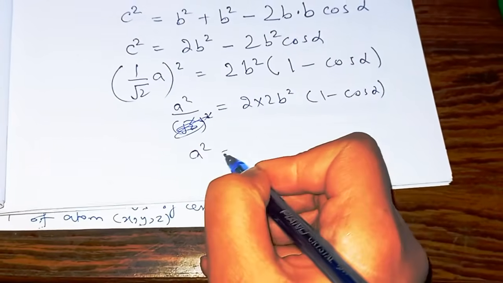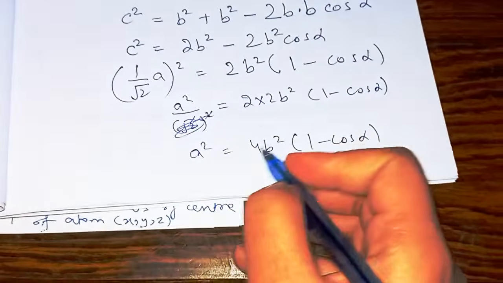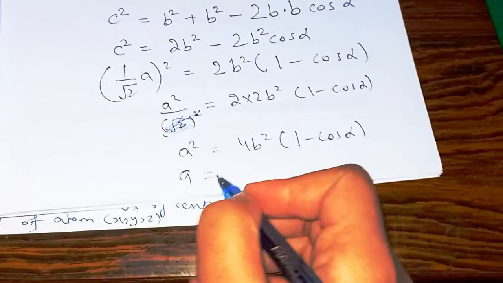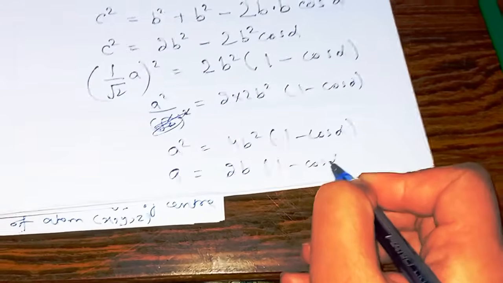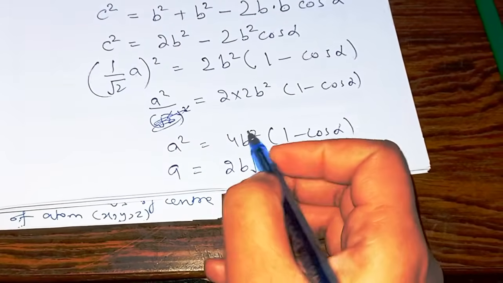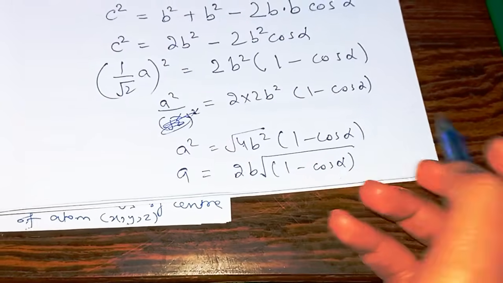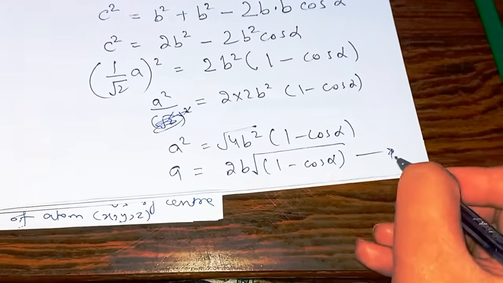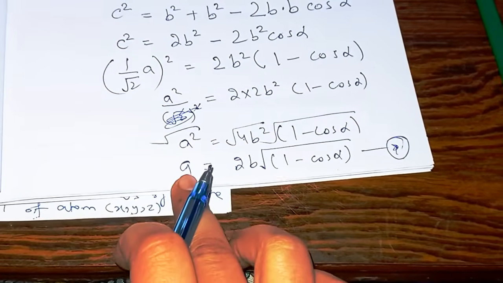So A square is equal to 4B square, 1 minus cos alpha. Taking under root on both sides, A is equal to 2B, 1 minus cos alpha under root. Under root of 4B square is 2B. That is why I just wrote it directly, to save some time. Alright, so this is the lattice parameter A.